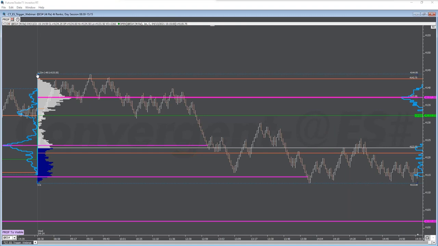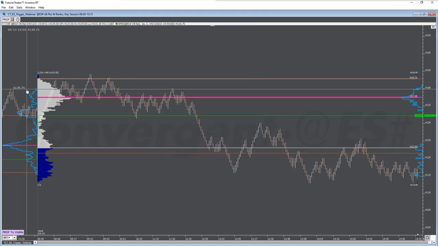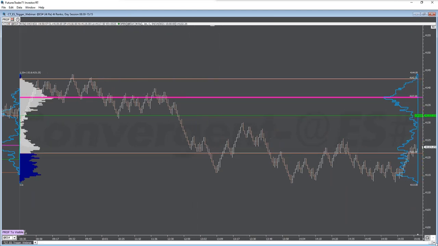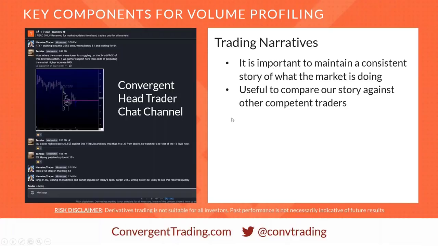Let's turn off extending these VPOCs. So we're moving away from the most accepted price. We're generating this profile at the bottom, these high volume nodes in the bottom, which we haven't done in a while. That's very informative. And that's what the narrative is, the if-then-else narrative. And that's really your job. It's really important to keep a handle on it.